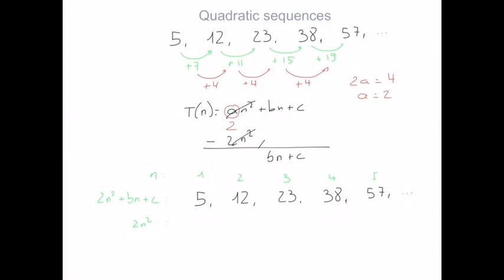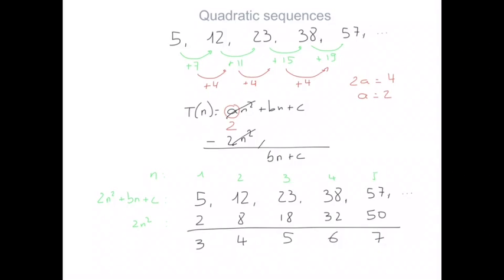So when n is 1, n squared here is 1, so 2n squared is going to be 2. When n is 2, this n squared is going to be 4, so 2n squared is going to be 8, and so on. Getting the difference between these two sequences leads us to the new sequence 3, 4, 5, 6, and 7. So this linear sequence here is expected to be the bn plus c.